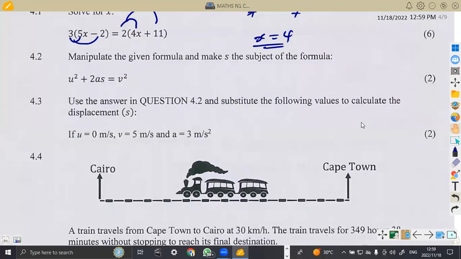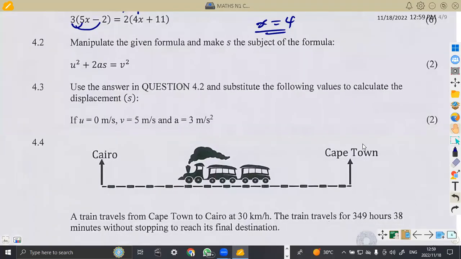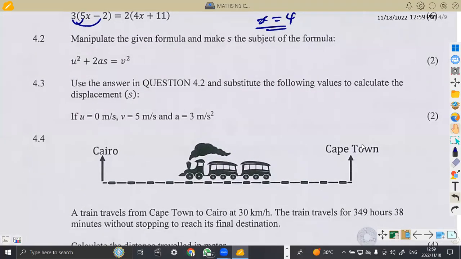After we've got 4.2, manipulate the given formula and make S the subject of the formula.